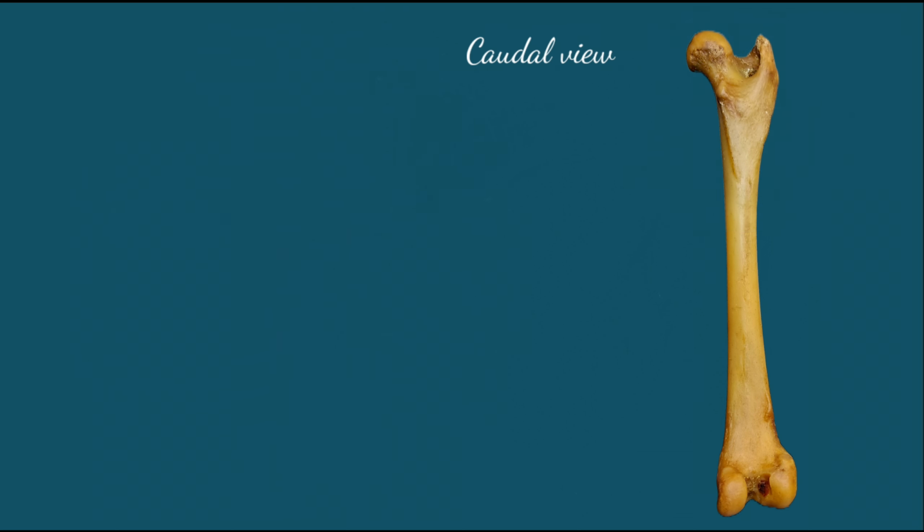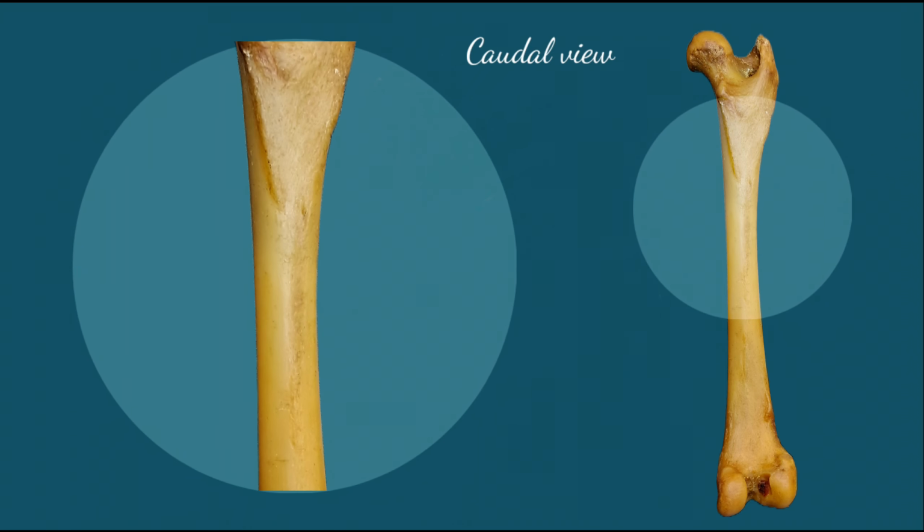On the caudal surface of the body of femur bone, here is the facies aspera with its lateral lip and medial lip. Also, we can see the nutrient foramen between the proximal third and middle third.